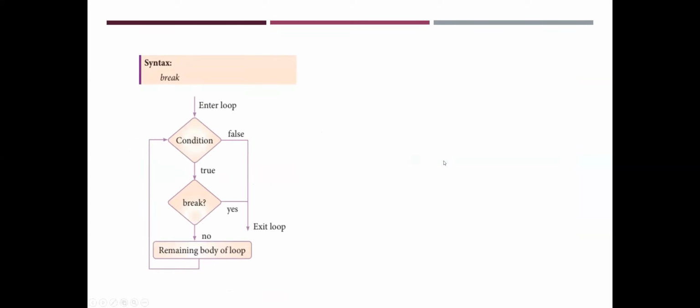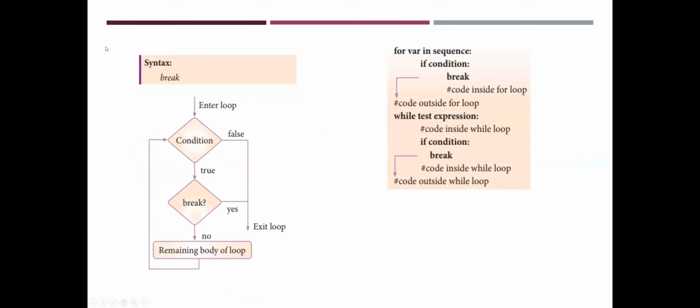Let me explain with the syntax and code. In the syntax, it's simply the break keyword. The break keyword helps you to break with the jump statement. So entering a loop, we are giving a condition. If the condition is true, it checks for the break statement. If the break statement is there and the condition is true, then it exits the loop. If not, the remaining body of the loop is executed.